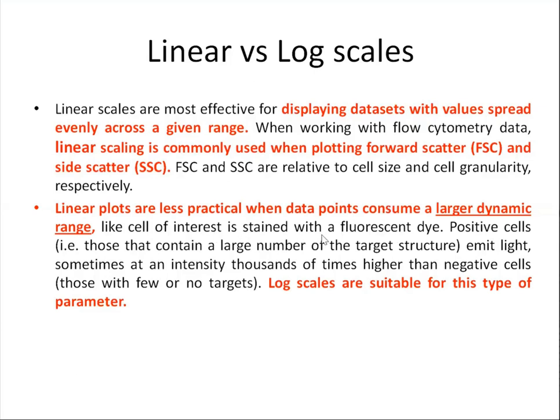Okay, like a cell of interest is stained with a fluorescent dye. Positive cells contain a larger number of target structures. Okay, that means here positive cells means a cell which contains the antigens to which the complementary antibodies are added. Okay, they emit light sometimes at an intensity thousands or 10,000 times higher than the negative cells. Okay, so log scales are suitable for this type of parameter.